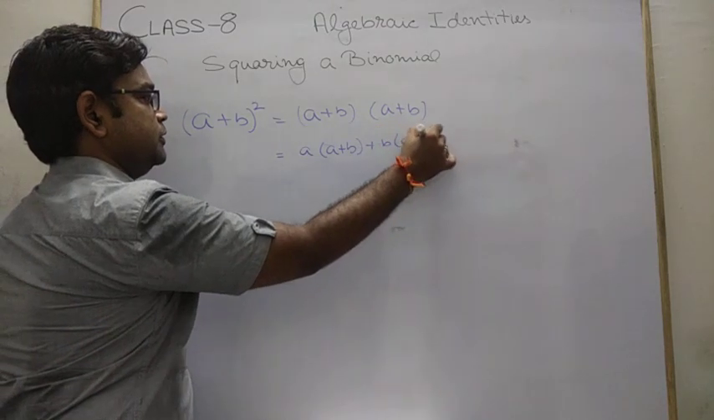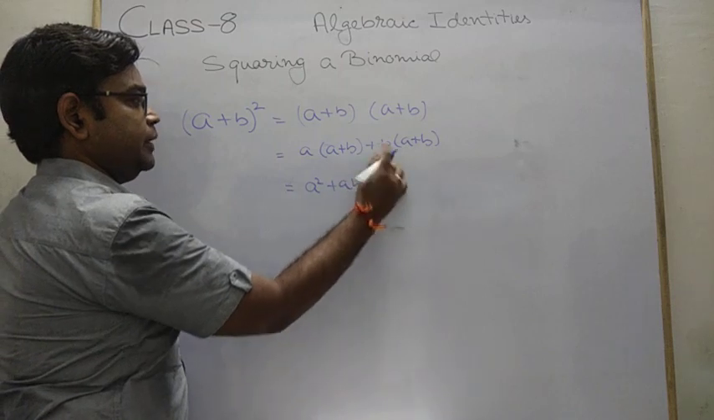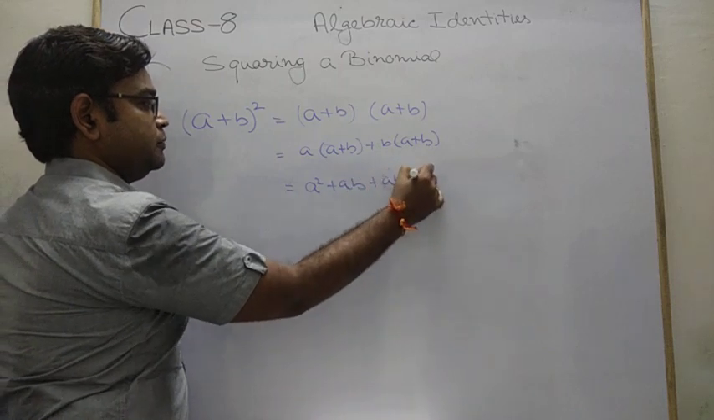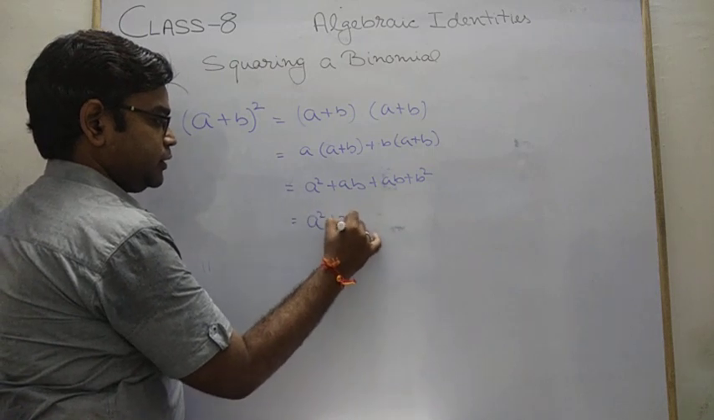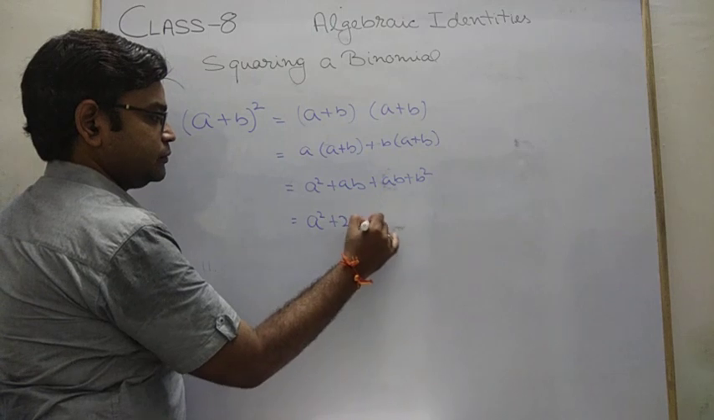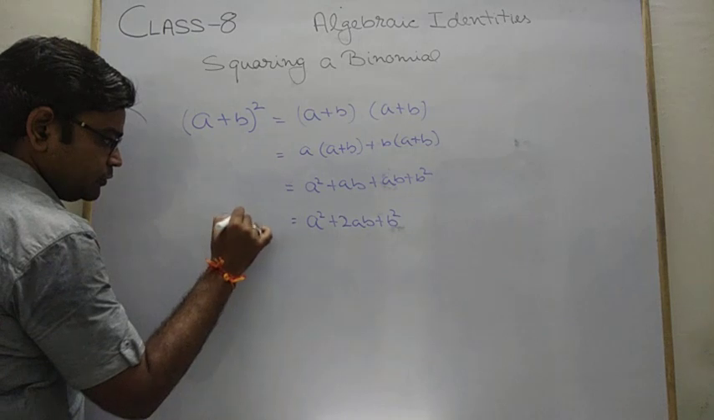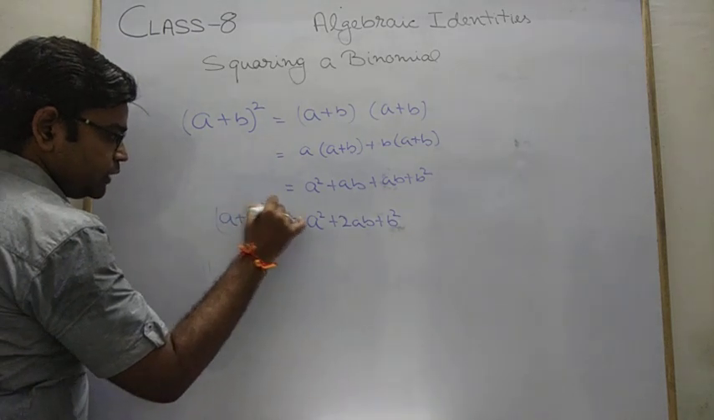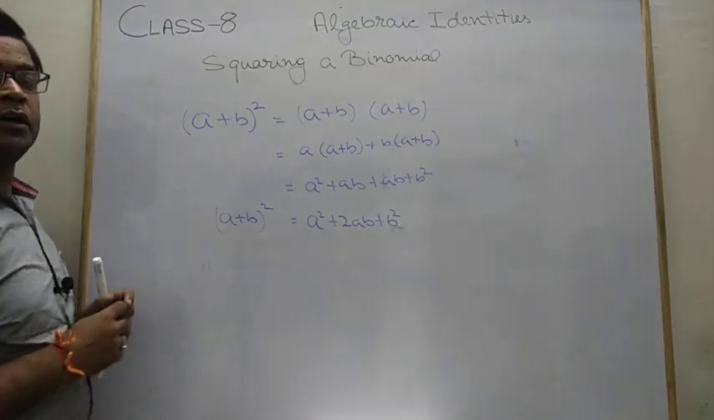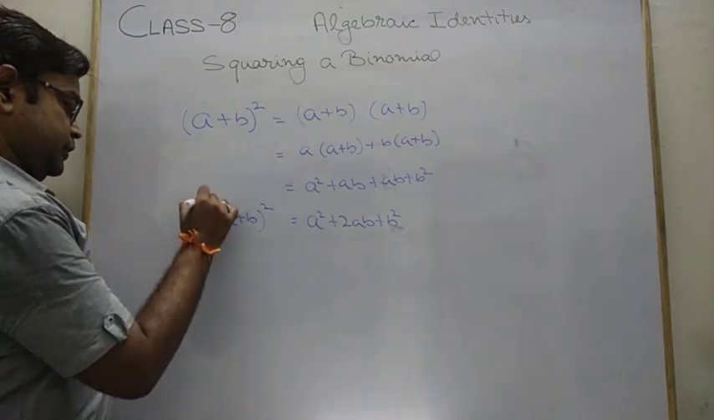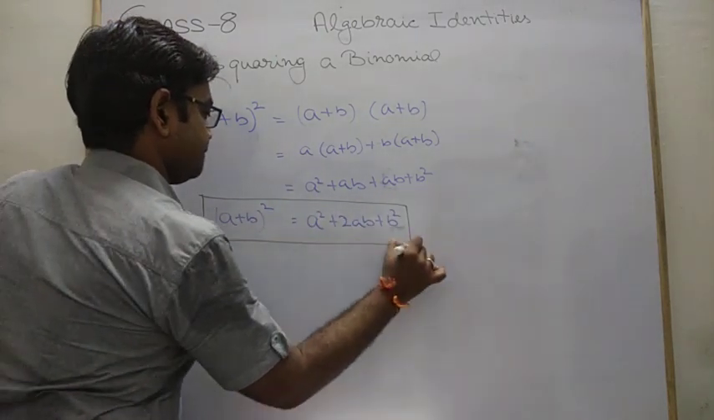So when we multiply a plus b into a plus b, it's a square plus ab plus ab plus b square, or we can write a square plus ab plus ab, 2ab, plus b square, and this is equal to a plus b whole square. So this is one of the very first formulas of squaring in algebra, this one. Clear?